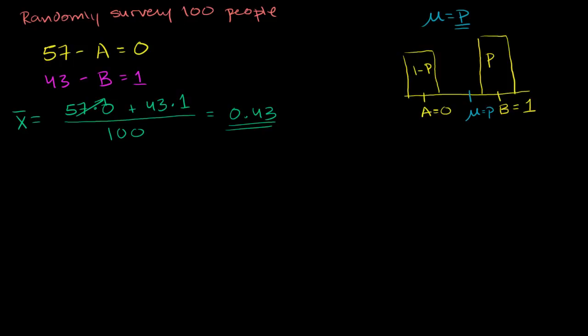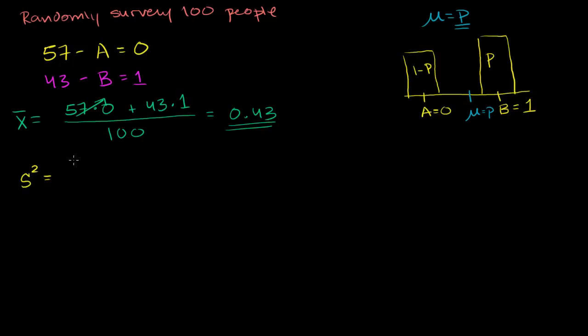Now, what is my sample variance? Sample variance is going to be equal to the sum of my squared distances to the mean divided by my samples minus 1. Remember, this is a sample variance, and we want to get the best estimator of the real variance of this distribution. To do that, you don't divide by 100. You're going to divide by 100 minus 1. We learned that many, many videos ago. So I have 57 samples of 0.